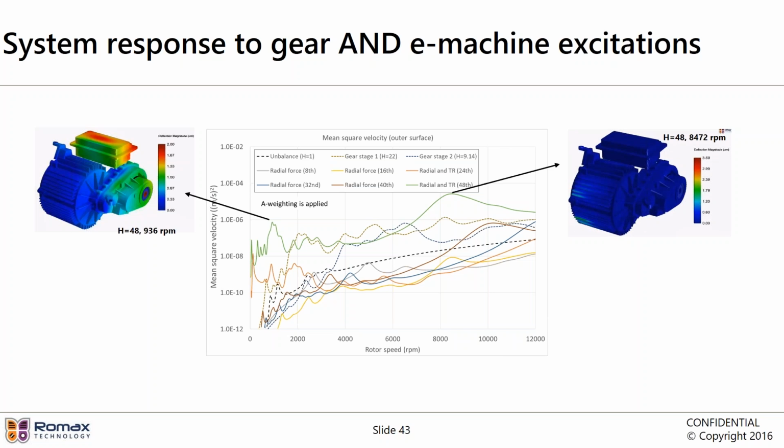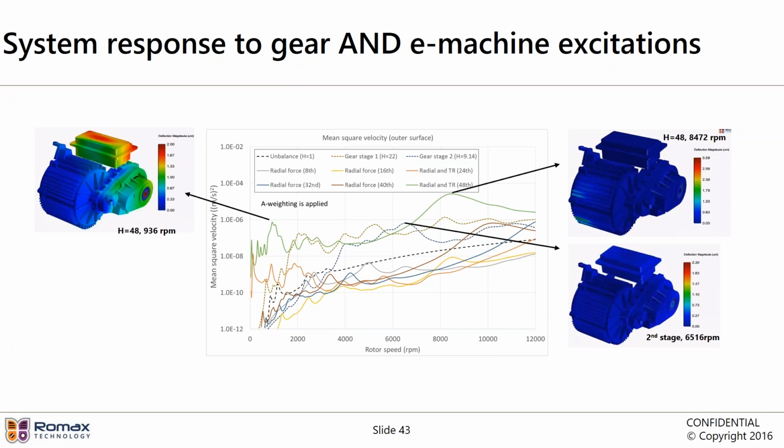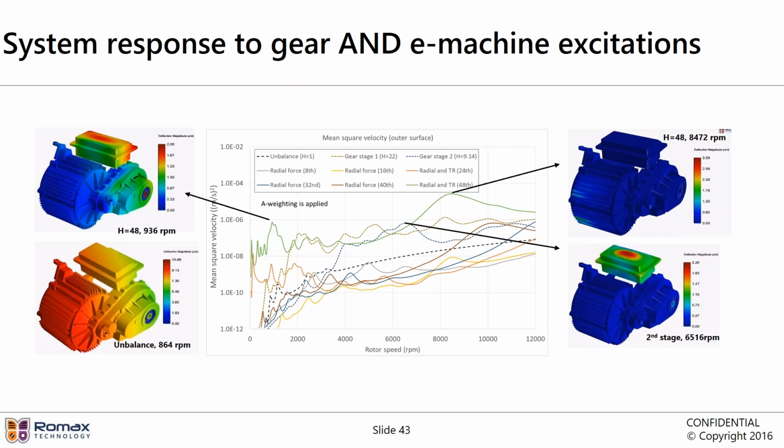So the first looks at the response of the 48th harmonic from the electric machine, and you can see it's causing a vibration on the gearbox and the power electronics. That same harmonic again causes vibration on the fins at around 8,000 RPM.